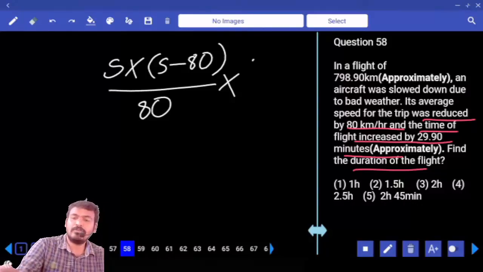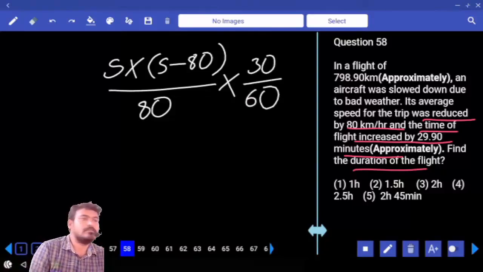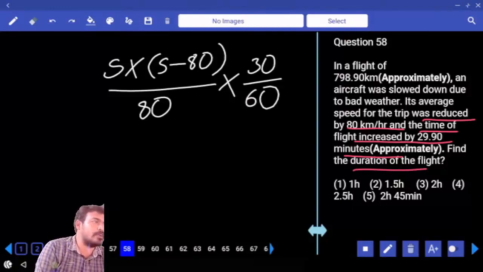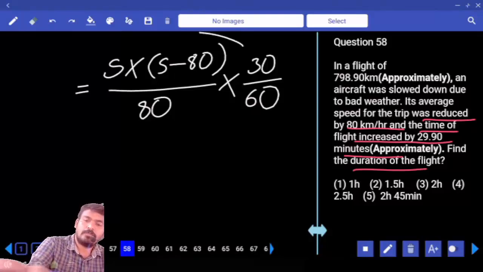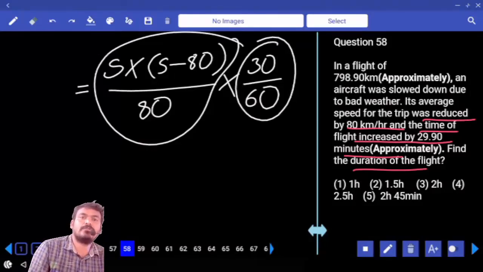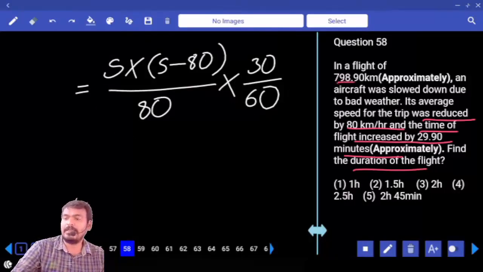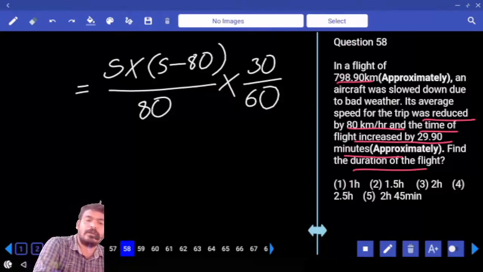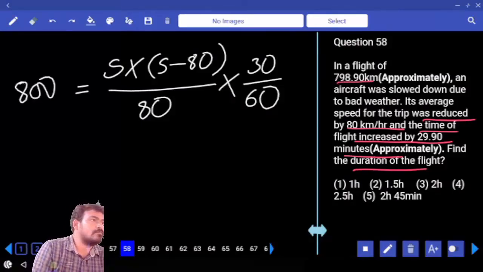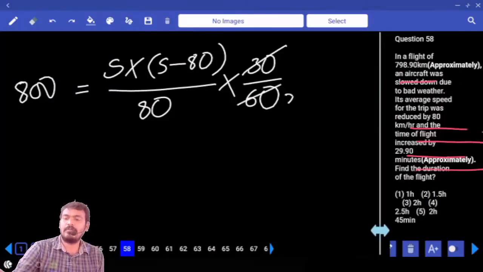30 minutes into 30 by 60, or not? What is the meaning? Product of the speeds by difference of the speeds into time difference, or not? It is equal to distance value or time value? Distance value. Speed into time, or not? Speed into time, it is equal to which one? Distance. What is the distance given? 798.90. Approximately we write 800, or not? Okay. Product of the speeds by difference of the speeds into time difference. 30 by 60 means 1 by 2, or not?